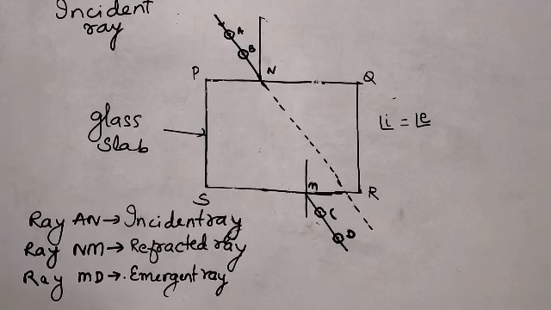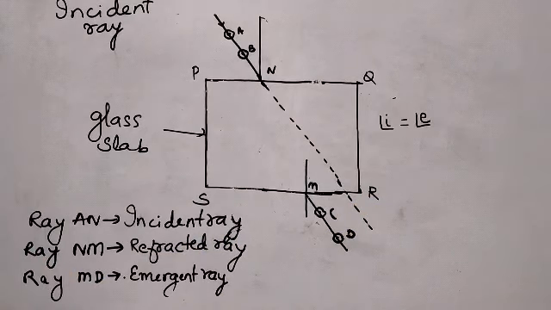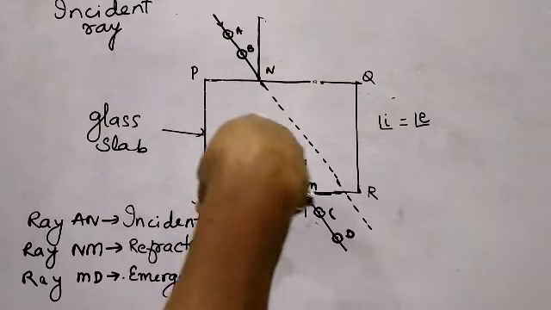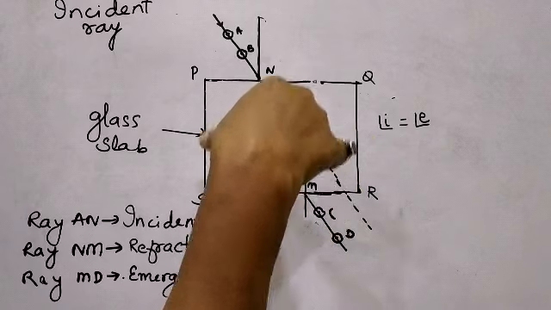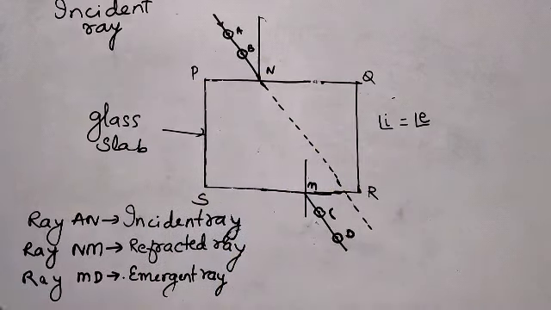Let us try to understand the phenomenon of refraction of light with the help of an experiment. For this experiment, take a blank drawing paper. So suppose this is a blank drawing paper. We also need a rectangular glass slab. So take a glass slab and place it on the drawing paper and draw the outline of the glass slab. Remove the glass slab and name the glass slab as PQRS.